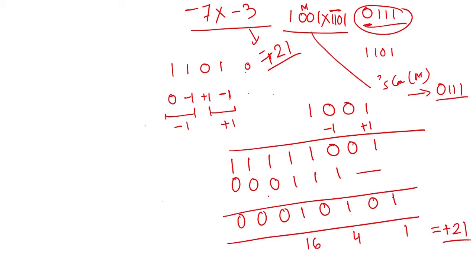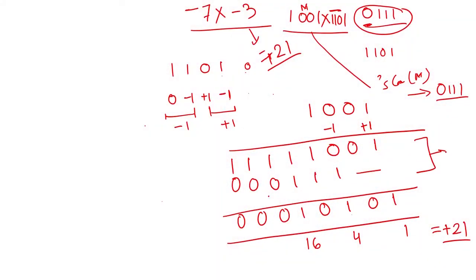So, what is the observation you should make here? Earlier, how many terms would you have? 4 partial products. Here it is drastically reduced to 2 partial products. So, this is the advantage.